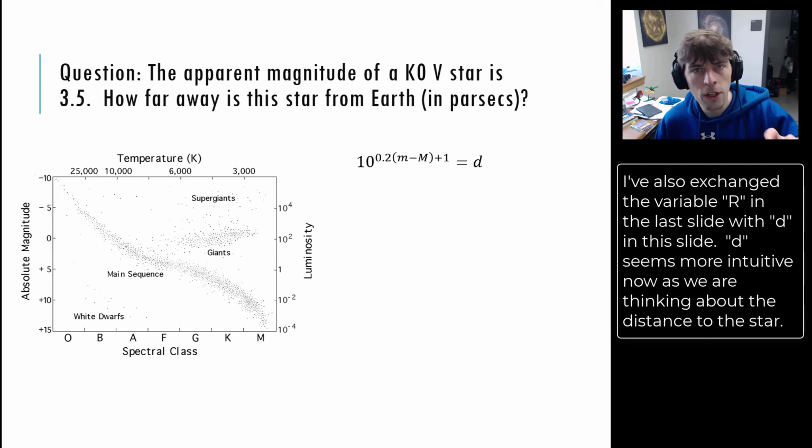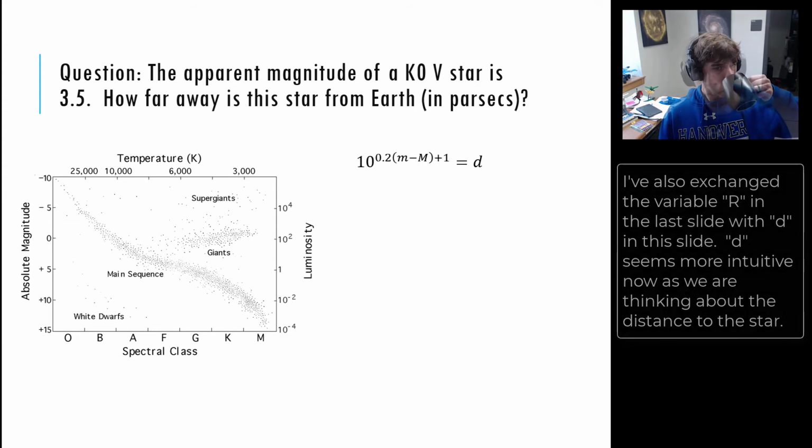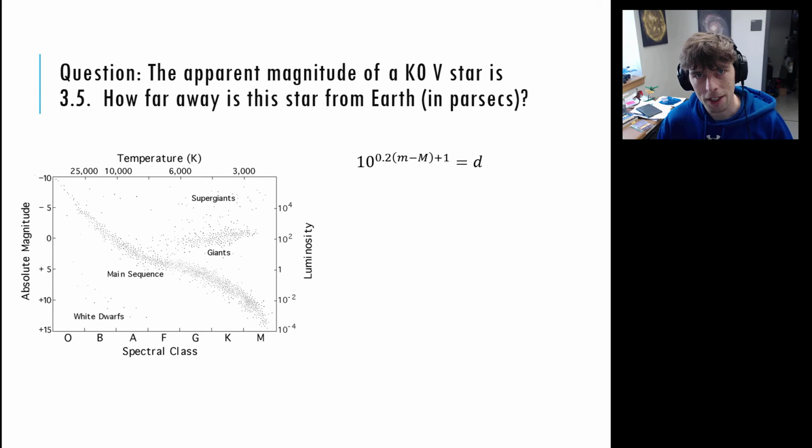Here's the question for you. The apparent magnitude of a K0 V star is 3.5. How far away is the star from Earth? And notice I've put in parsecs. Don't forget that the result of the past slide, the distance, is in parsecs. Go ahead, take a minute, hack it out. Good? Awesome.